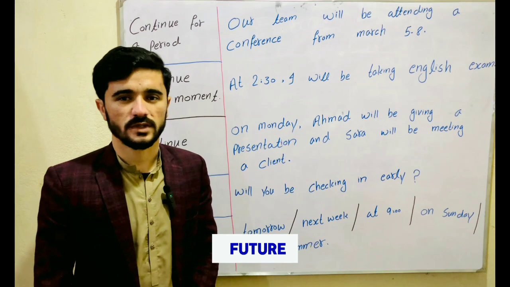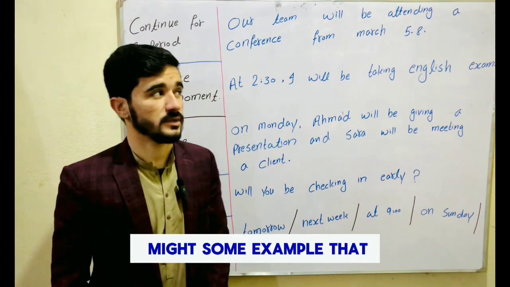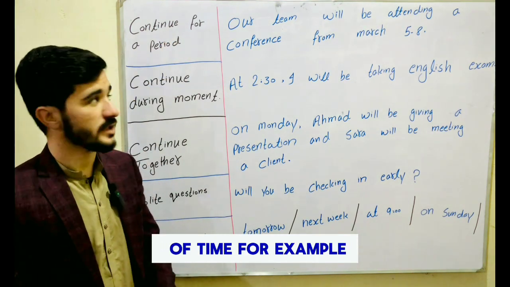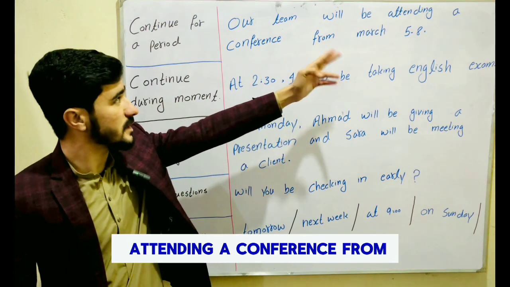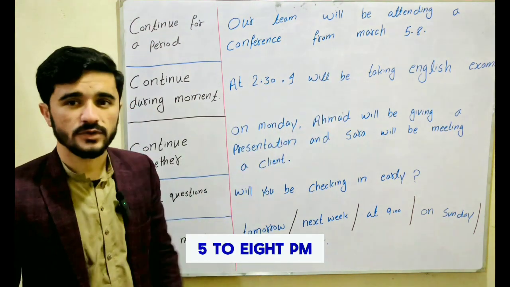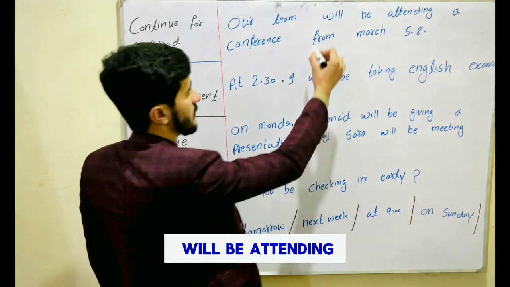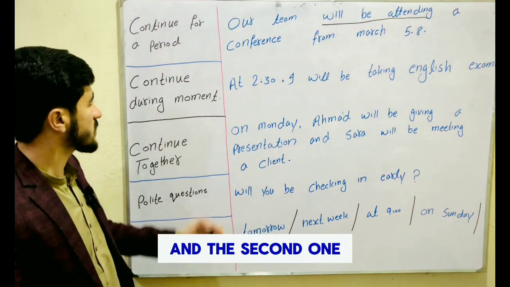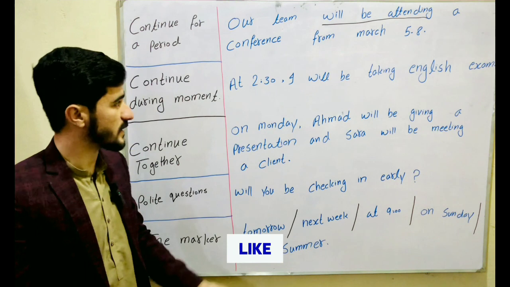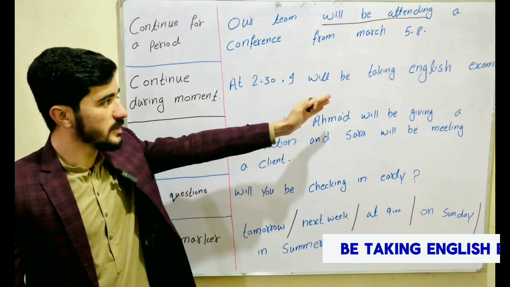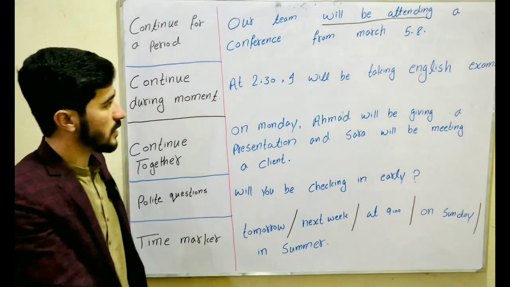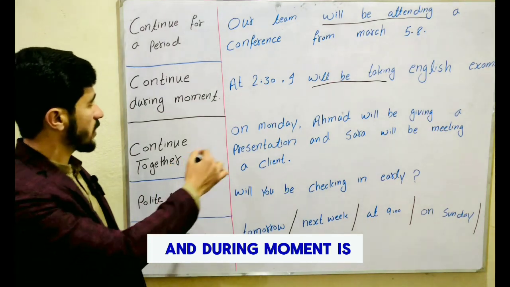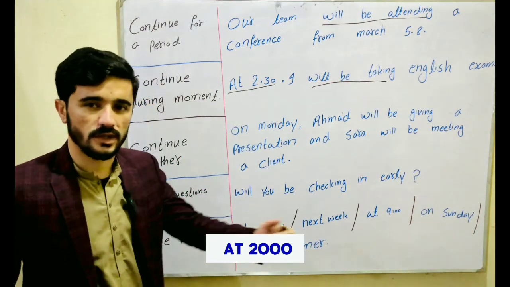Let's move on. When can we use future continuous tense? I made some examples. We use it for an action continuing for a period of time. For example, our team will be attending a conference from March 5 to 8. Will be attending is future continuous tense. And the second one is continuing at a moment, like at 2:30 I will be taking the English exam. I will be taking is continuous tense and the moment is at 2:30.